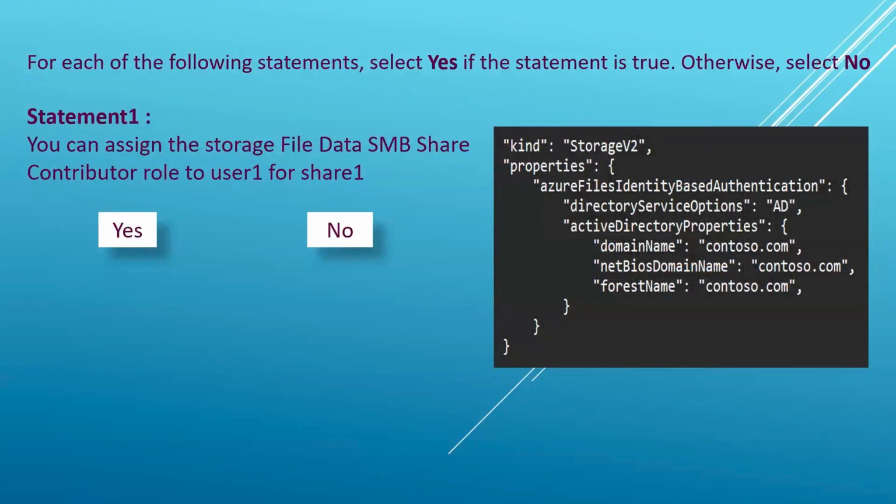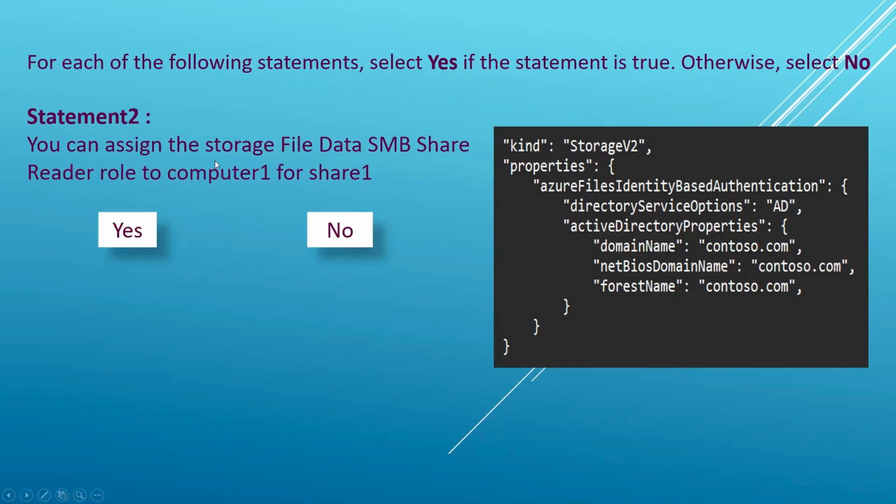So for each of the following statements, select yes if the statement is true, otherwise select no. And the first statement is you can assign the storage file data SMB share contributor role to user 1 for share 1. Now, since user 1 is a hybrid identity synced from on-premise ADDS for which RBAC roles can be assigned, this statement is correct. Now let's look at the next statement.